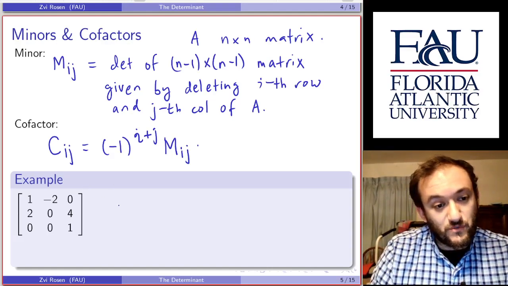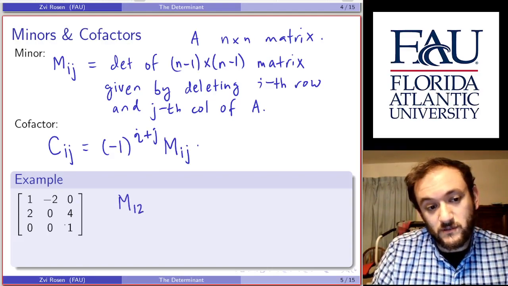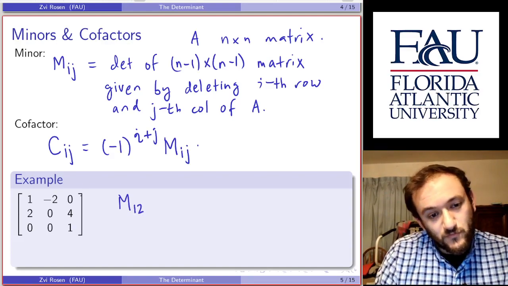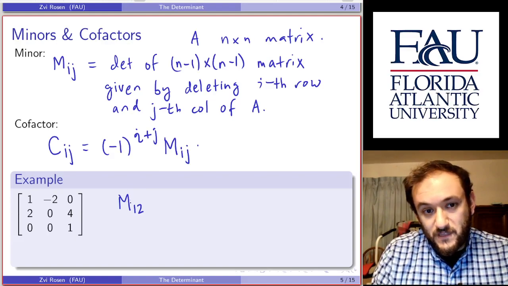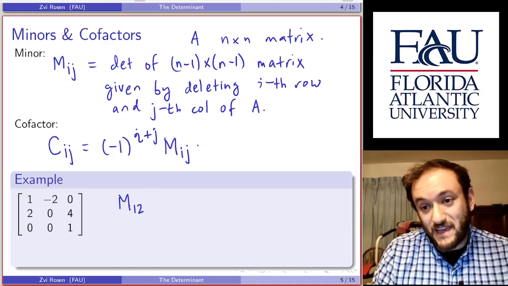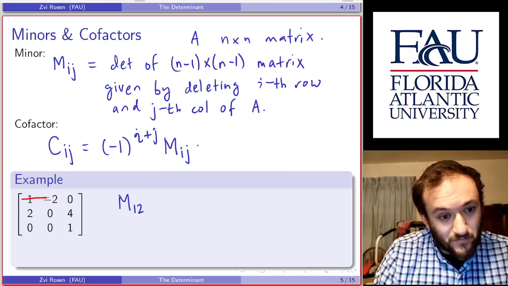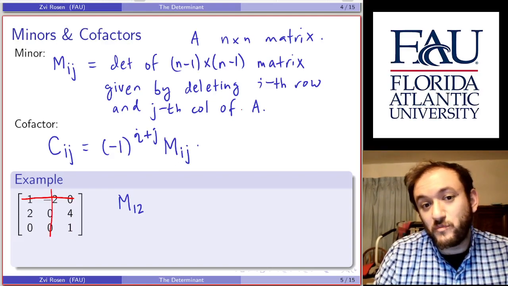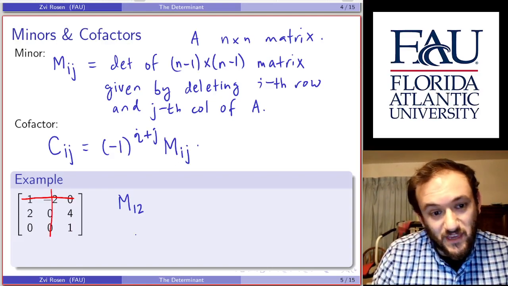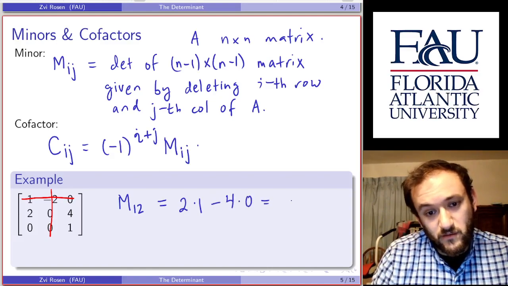Okay, so let's see how this relates to a specific matrix. Let's say I wanted to compute M1,2 of this matrix A. So that means I want to compute the determinant of the 2 by 2 matrix I get when I cross out the first row and second column. So what's left is a 2 by 2 matrix, and that's something I know how to compute the determinant of. So this will be equal to 2 times 1 minus 4 times 0, and that gives us 2.